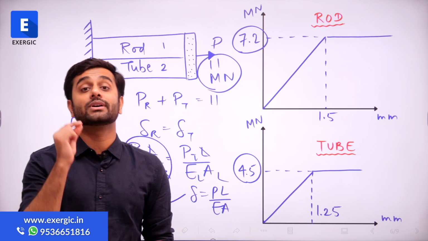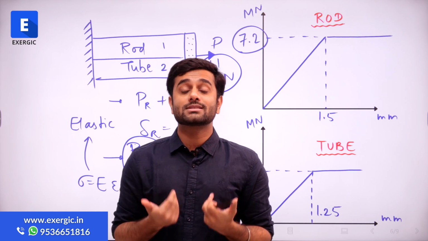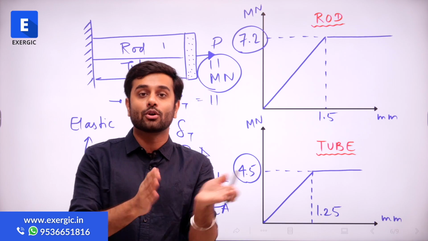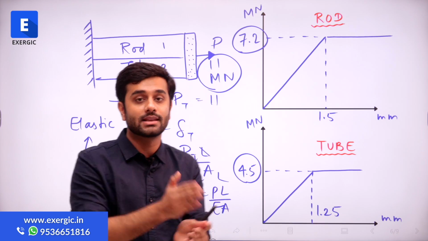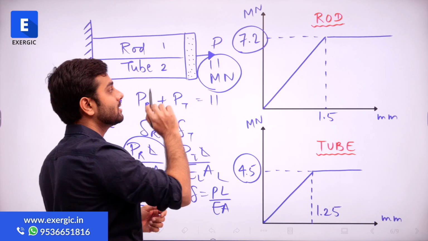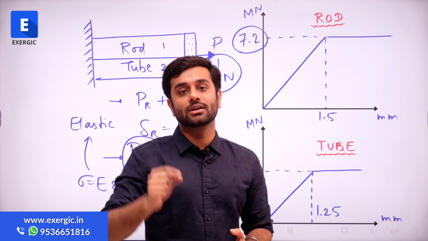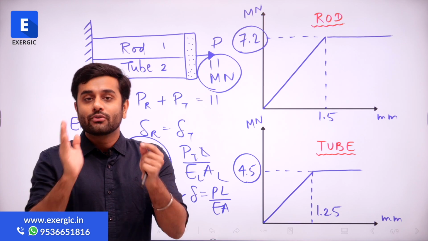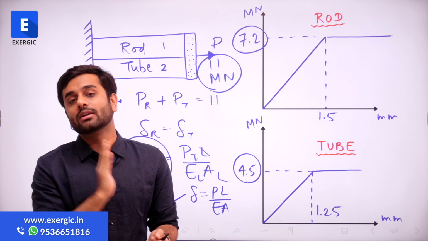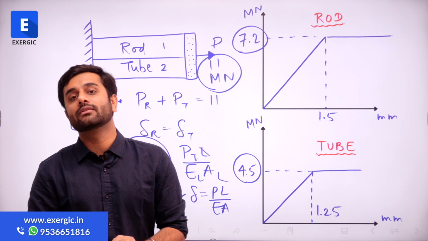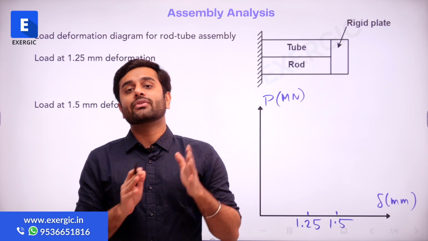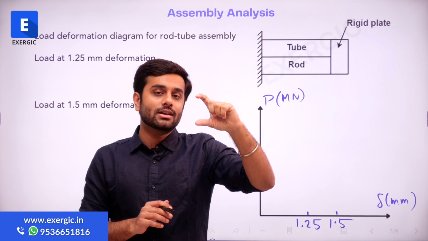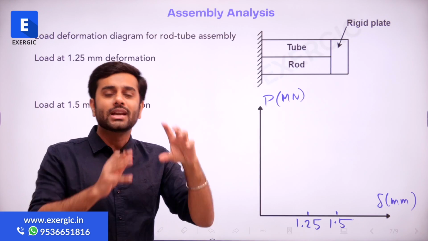But in this question, firstly we need to find out what the situation is, whether both of them are in the elastic or plastic region, or maybe one of them is elastic and the other plastic, when a load of 11 meganewton is applied. So we need to draw the load deformation diagram, or analyze the load and deformation for the load of 11 meganewton first, and then we will proceed with the question. So we tried to find out the deformation of this assembly by using the individual load deformation diagrams or the individual values.